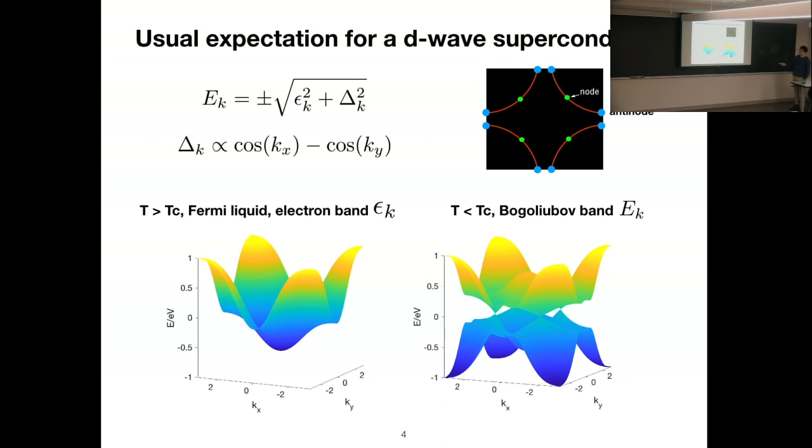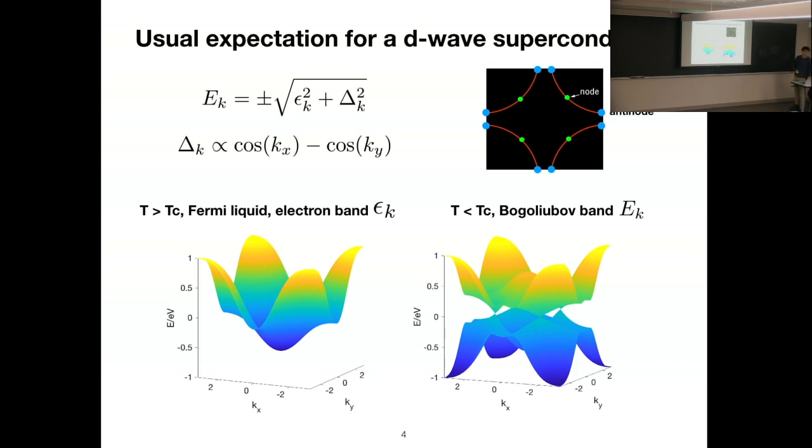And below Tc, we know cuprate is a D-wave superconductor. So there is a superconducting gap opening, and we have a gapped band, and the energy is sqrt(ek squared plus delta squared). And importantly, this delta is exactly zero in the pi direction, by symmetry. And so the gap is zero at the four nodes, the green dots here, and the gap is maximum at the antinodes. This node and antinode are just convenient names for the momentum points.